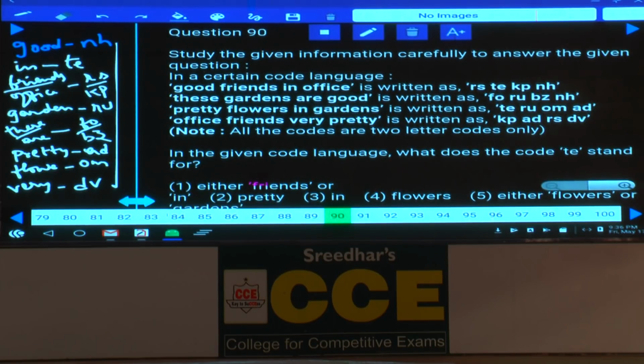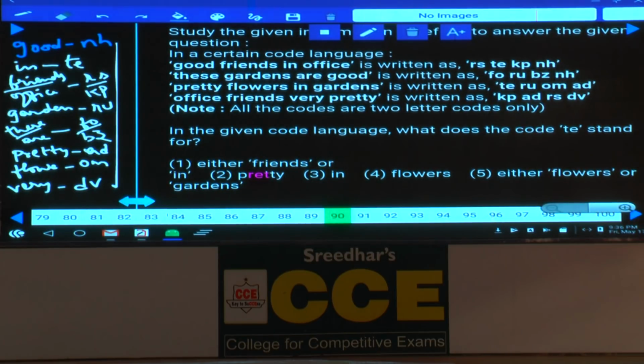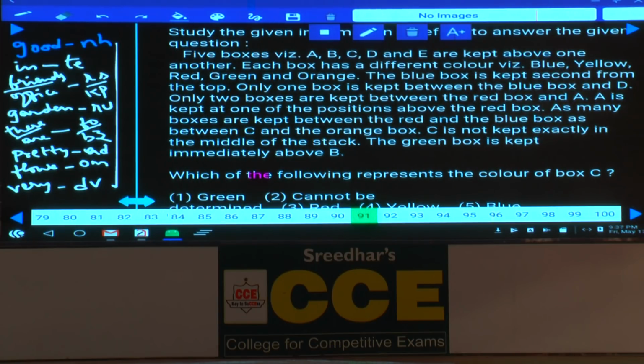Then question number 90. Now in this one, in the code language, what does TE stand for? Now this TE stands for in, that is choice 3. Question number 90, choice 3 is the answer. Done? Then question numbers 91 to 95. Tell me what is your answer here?